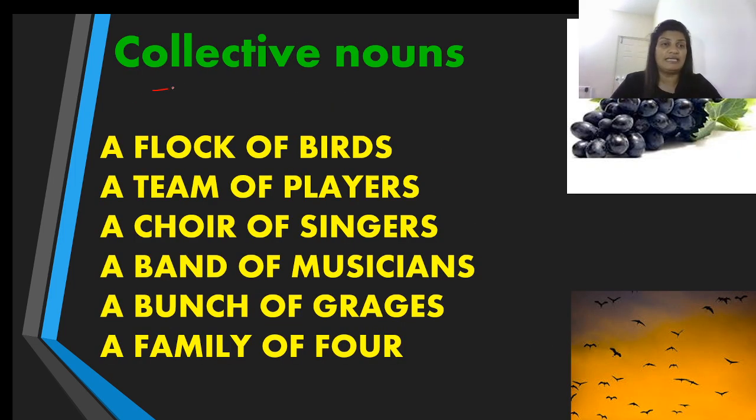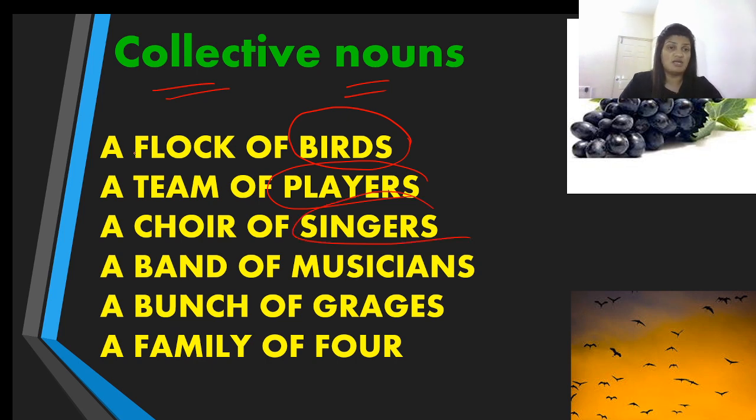Next is the collective nouns. Collective nouns are nothing but the names given to collections. Collection of birds, collection of players, singers, musicians. Now, a collection of birds is called a flock. A collection of players is a team.